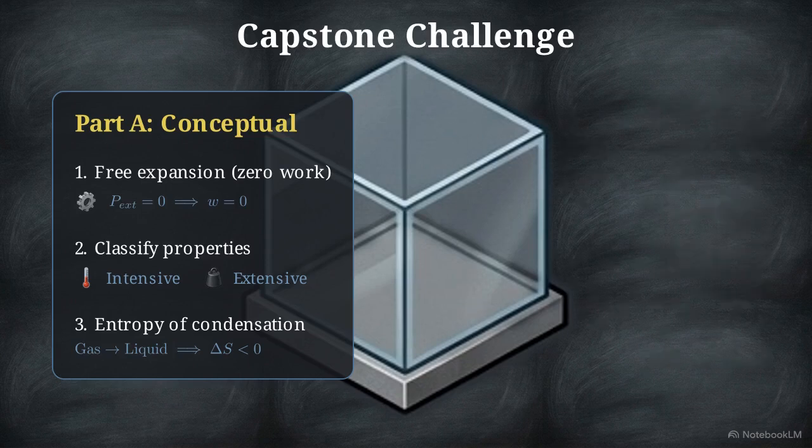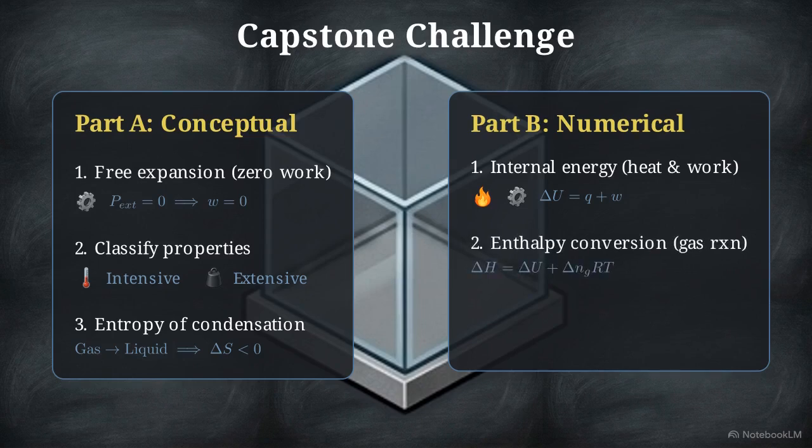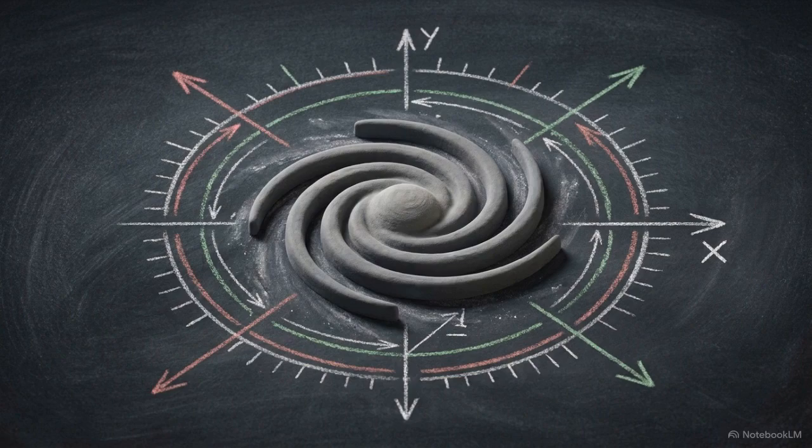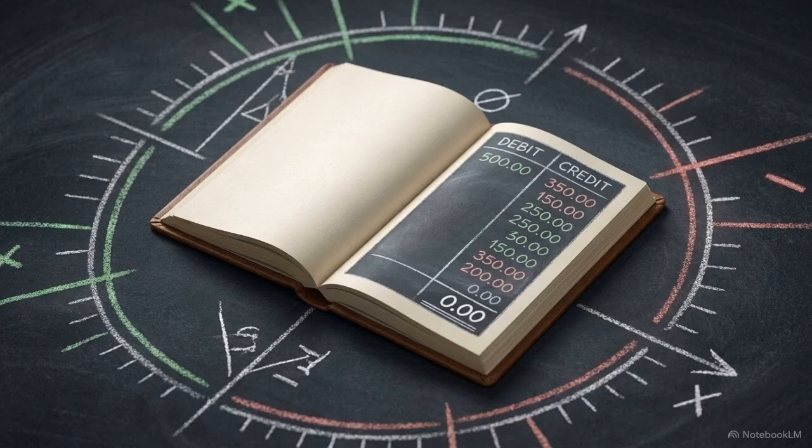Then tackle the numerical problems in Part B. Calculate the change in internal energy when heat is absorbed and work is done by the system. Run the delta H conversion for a gaseous reaction, and calculate reversible isothermal work. Thermodynamics can feel abstract at first, but mastering these specific variables and their sign conventions turns the complex movement of the universe into simple, foolproof energy accounting.